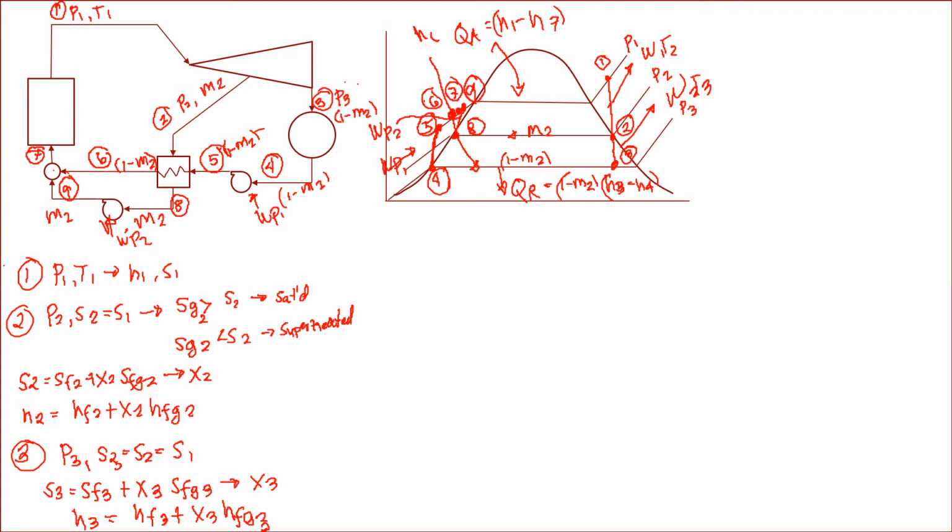Okay? So this is it. Now at point 4, okay, we'll deal with the mass later. Okay, let's find the enthalpy first. At point 4, pressure 4 is just equal to pressure 3.